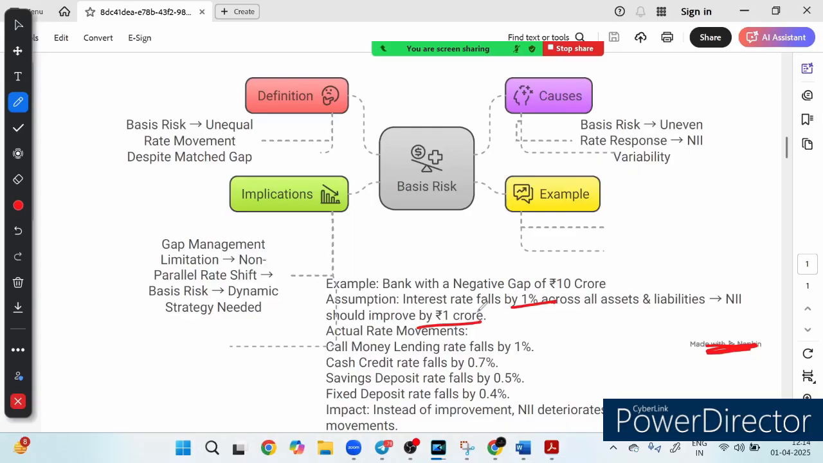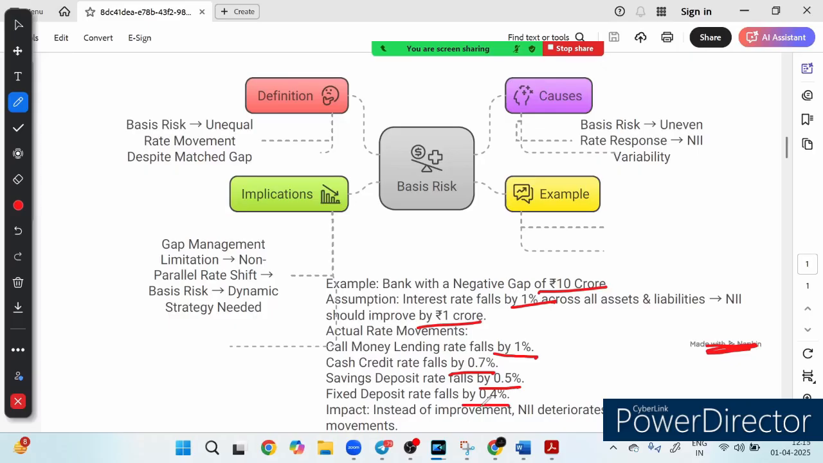Ideally, the net interest income. Suppose the bank already has a negative gap of 10 crore. Suppose interest rate falls by 1%. So ideally, bank NII should improve by 1 crore. But what actually happened? The actual rate movement: call money lending rate fell by 1%, cash credit rate fell by 0.7%, saving deposit rate fell by 0.5%, fixed deposit rate fell by 0.4%. So instead of an improvement, NII deteriorates due to the uneven rate shift. This is basis risk in action, right?